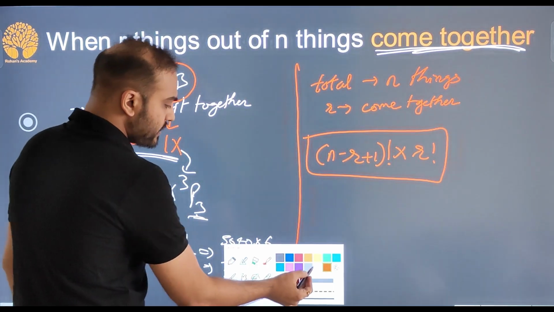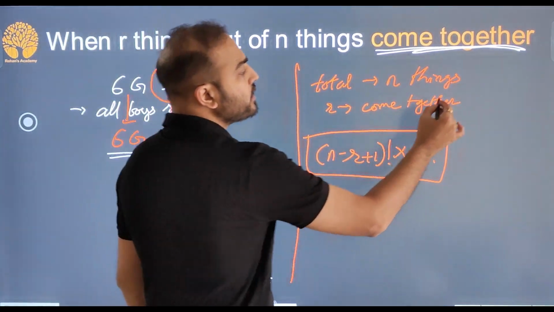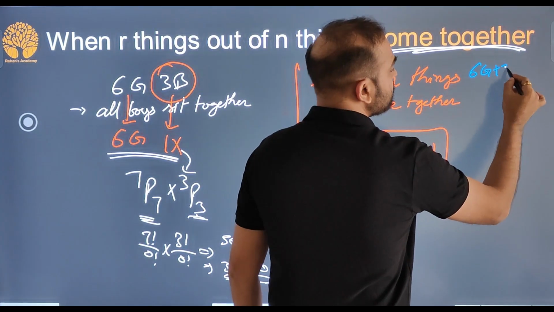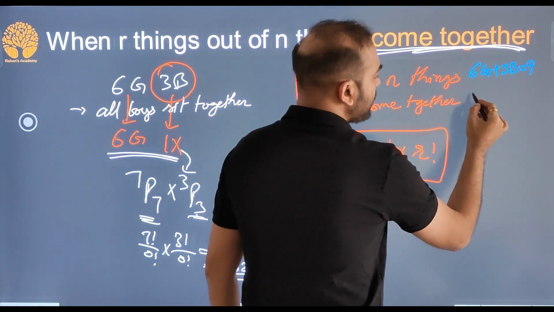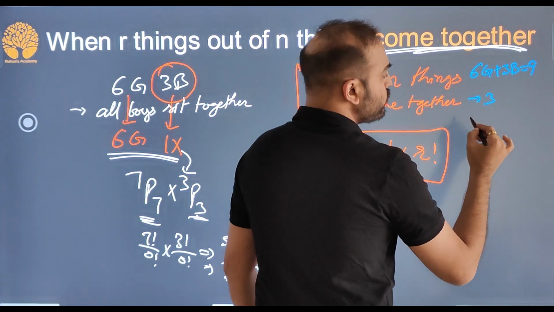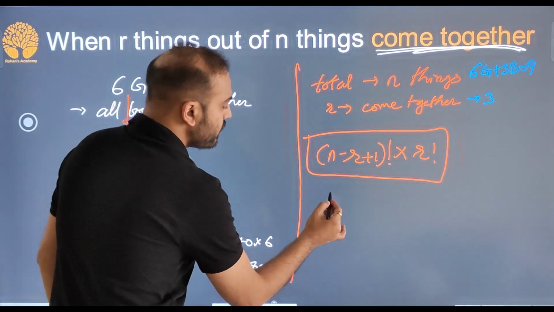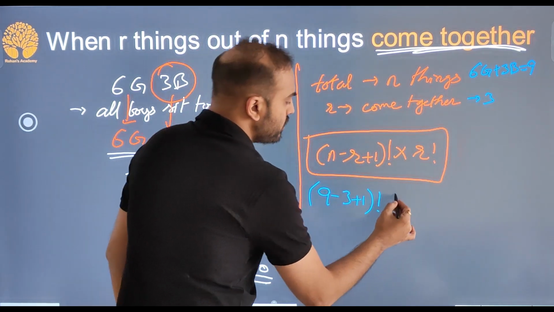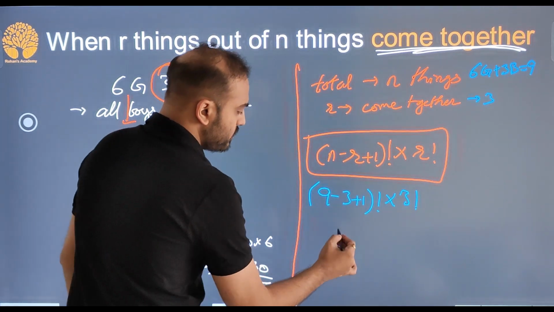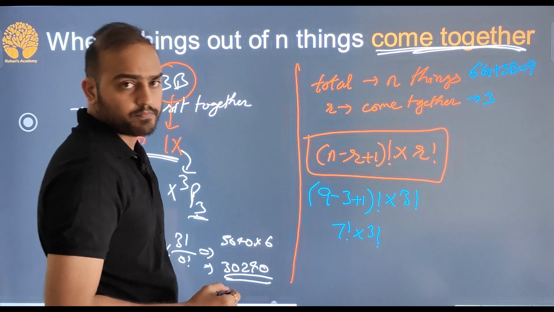Okay, if you try and understand, in this example, I had 6 girls plus 3 boys, total 9 people. Out of these 9, 3 boys wanted to come together. So if I apply that, I have (9 minus 3 plus 1) factorial times 3 factorial. That is 7 factorial times 3 factorial.